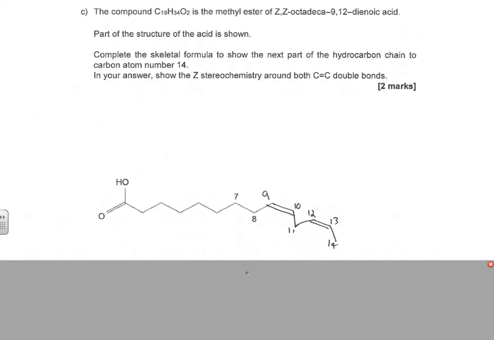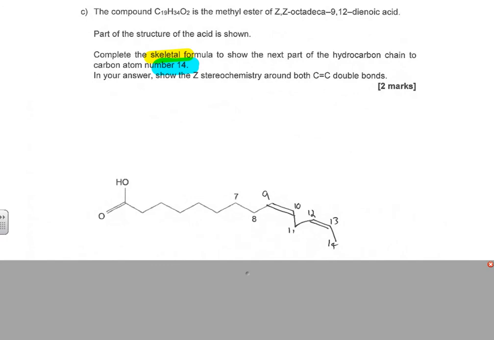The next part then looks at a fatty acid, and it goes into a bit more detail about the idea of C19H34. It tells you it's a methyl ester of ZZ octadeca 9,12-dienoic acid, and it gives you part of the structure. Again, let's go through what the question actually wants you to do. It wants you to complete the skeletal formula for the next part of the hydrocarbon chain, but it only wants you to go up to carbon number 14. Do not make your life more difficult than you need. Read the question. Yes, there are 19 carbons, but you've only got to draw up to 14.